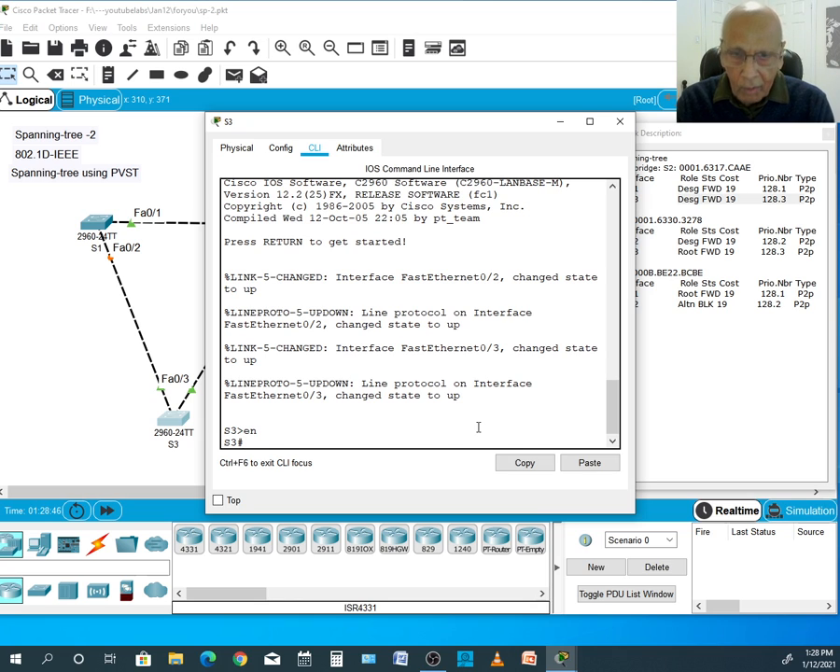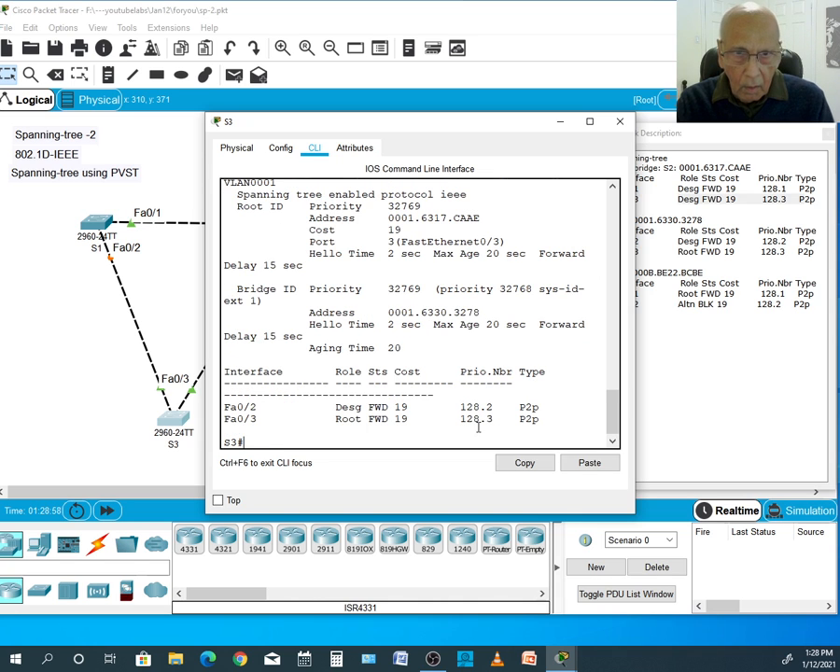Okay, and now let's check on this one. We know that this is show spanning-tree. So you can see now the BPDUs tell this switch that the switch which is the root bridge has this MAC address, and your MAC address is this. So clearly it will back off before it decides to become the root, because this MAC is bigger than this one. You can see there.